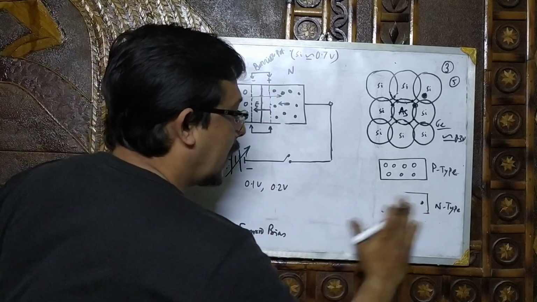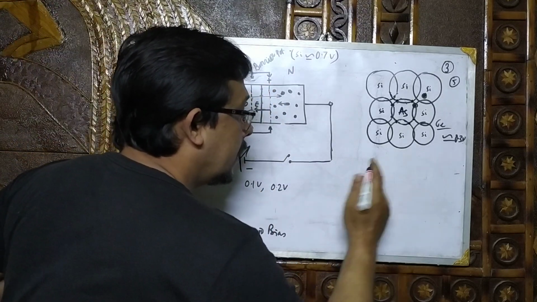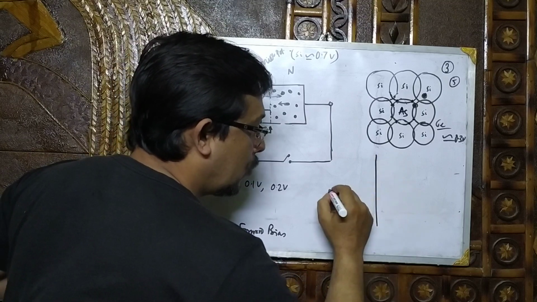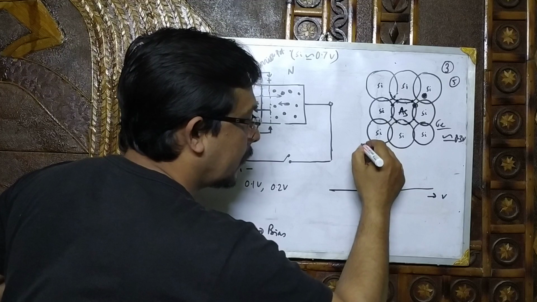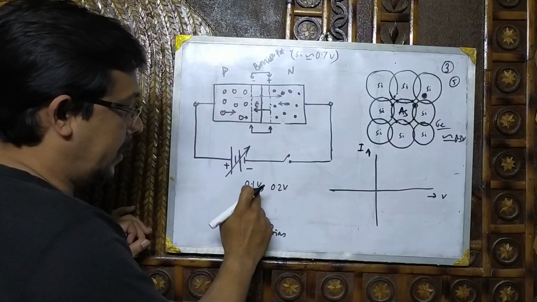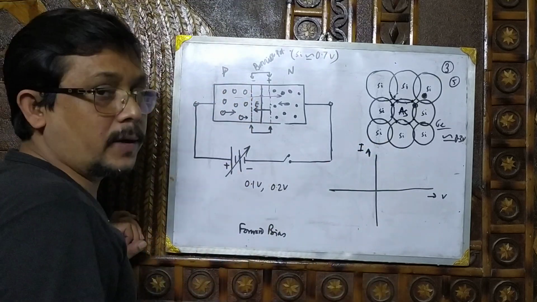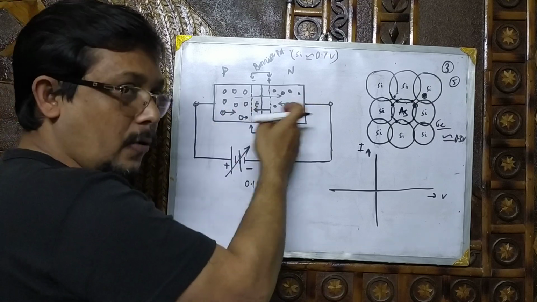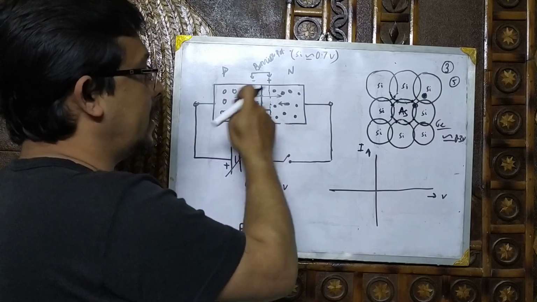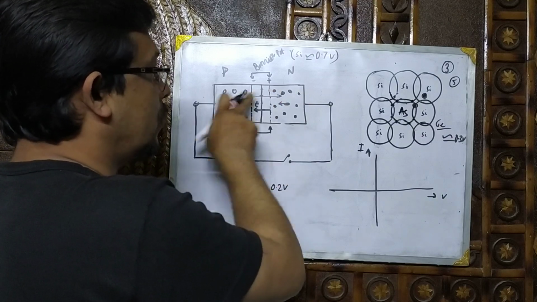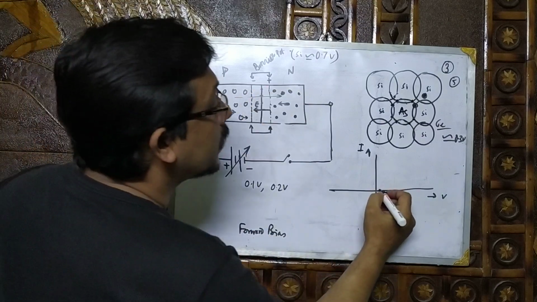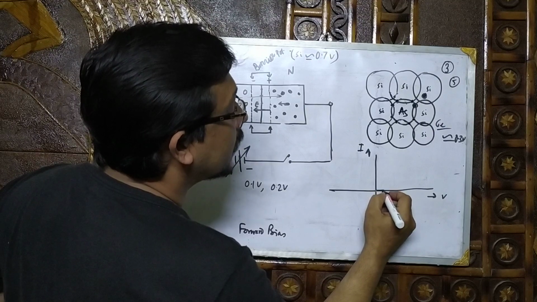So let me draw one graph, it will be easier to understand. Suppose an Ohm's law type characteristic curve, voltage is there and current is there. Now you increase the voltage to 0.1 volt. When 0.1 volt is applied, they will be pushed always, but they cannot cross the barrier because the electric field in the opposite direction is strong and this direction will not work at all. So we don't get any current.